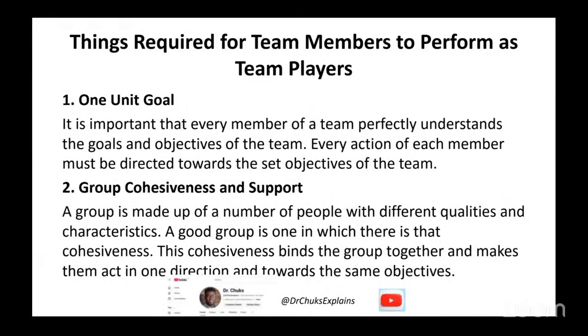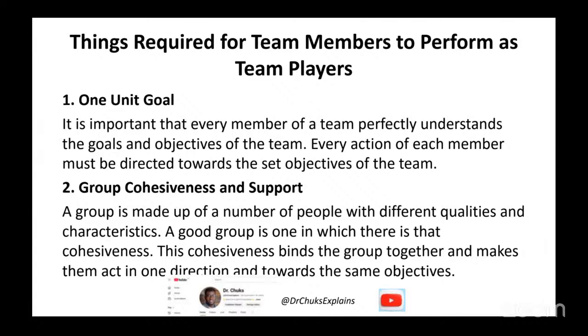Every team that requires its members to perform as team players must first teach them what is meant by one unit goal. It's important that every member of the team perfectly understands the goals and the objective of that team. Every action of each member must be directed towards the achievement of the objective of that team. And that is what we call one unit goal.